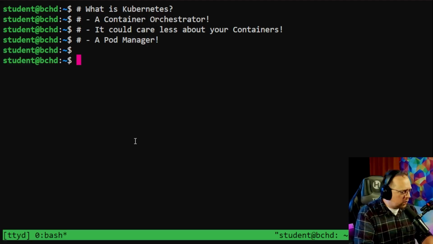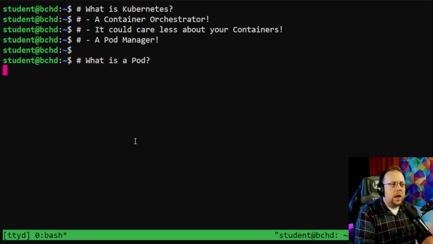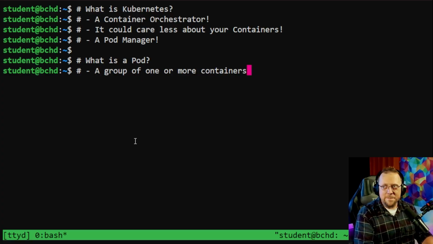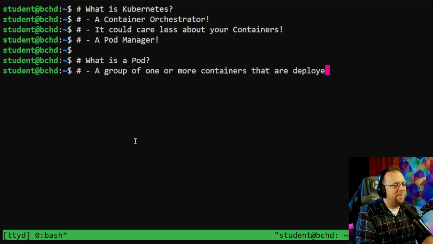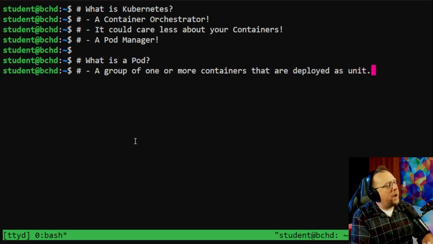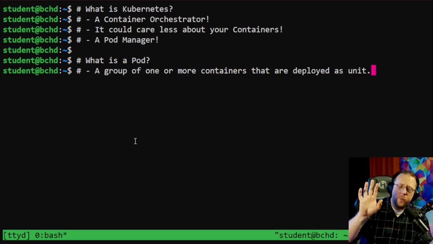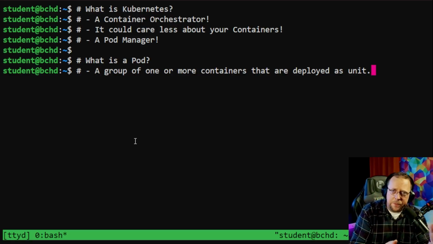So now we have to ask the question, okay, so what is a pod? A pod is simply defined as a group of one or more containers that are deployed together, that are deployed as a unit. That's the better answer to this. And this is where we're going to get into some really cool nitty-gritty technical stuff, okay?